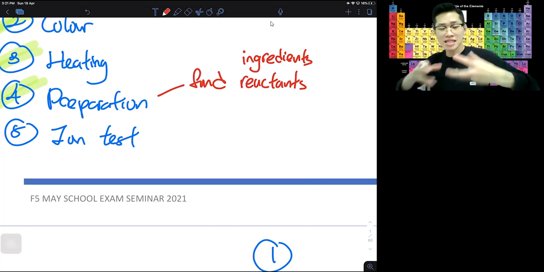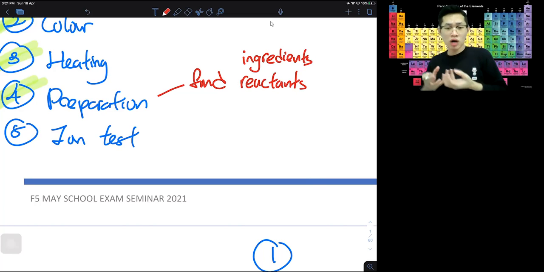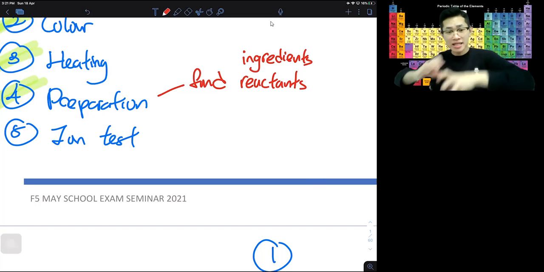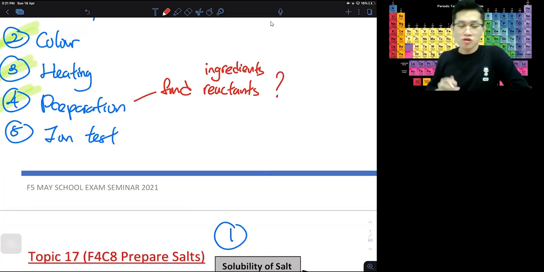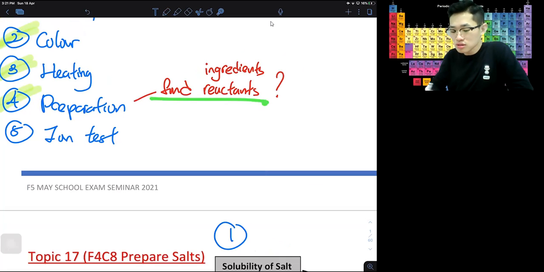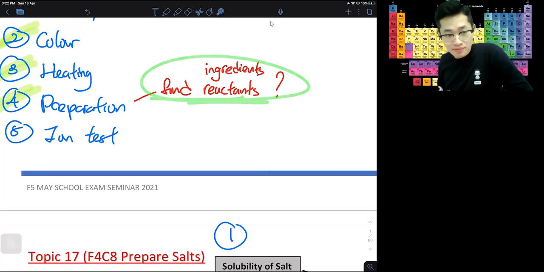I decided to make CuCl2 myself. But what are the ingredients? What are the reactants that I have to prepare? I have to mix. Okay. So preparation of salt tells you the ingredients of the reactant.